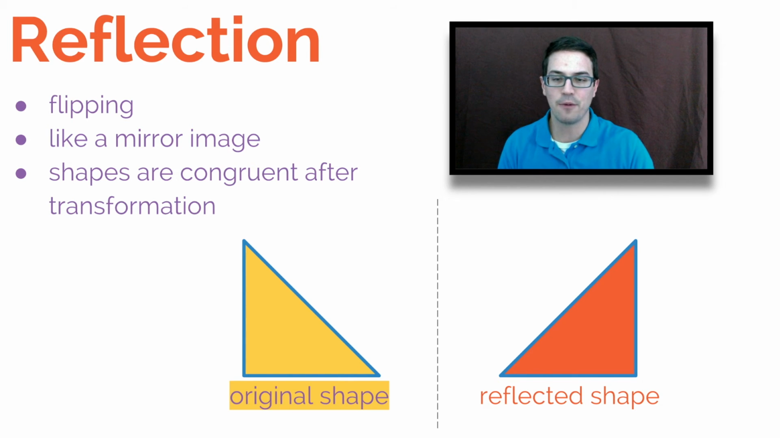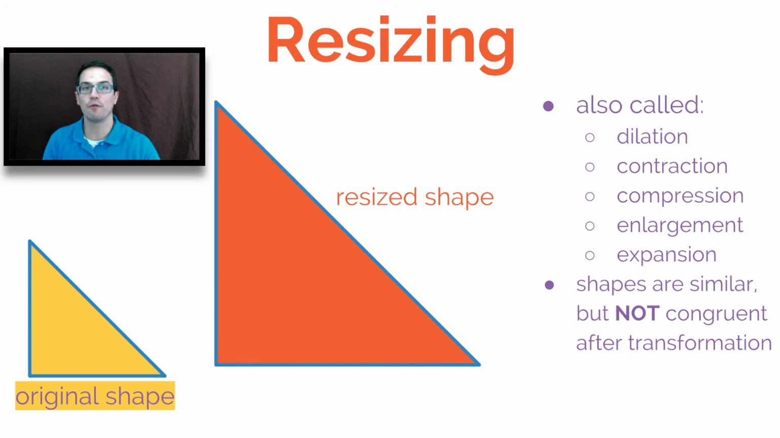So we have this example right here with this yellow shape, and we're going to reflect it by this line right here, this dashed line. We're going to reflect it by this, and you end up with this orange shape right here, this reflected shape. It's also important for this one to know that these shapes are congruent after transformation. It just flips. So you have this original, and it flips across here, and you end up with this reflected image. Lastly, we're going to go over resizing, which is also called dilation, contraction, compression, enlargement, or expansion.